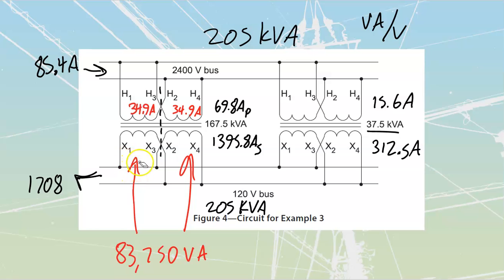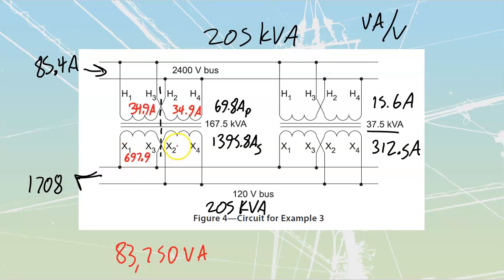And then on my secondary side, I'm just going to erase those arrows now. We don't need them anymore. It's going to be the same thing. I'm going to check my voltage. This coil is over top of 120 volts. So I'm going to take 83.75 divided by 120, which gets me to 697.9.